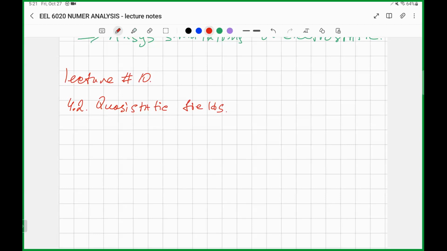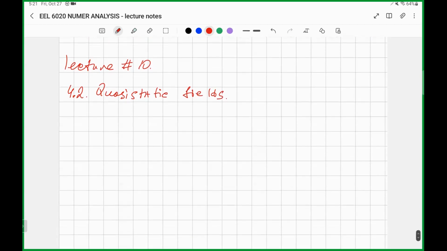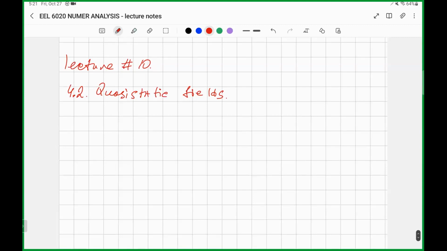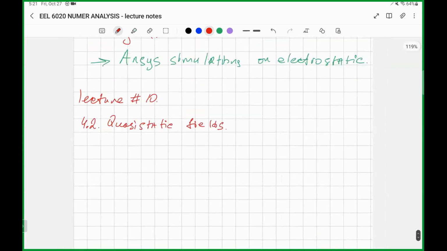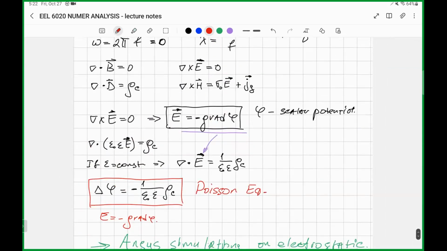So what are quasi-static fields? Quasi-static fields means that, yes? I have one question. Sorry for the interruption. Previously, you mentioned that the electric field equals minus the gradient of the scalar potential. What is this scalar potential? What do we mean by this potential? It's just an auxiliary function, a gradient of which gives you the electric field.